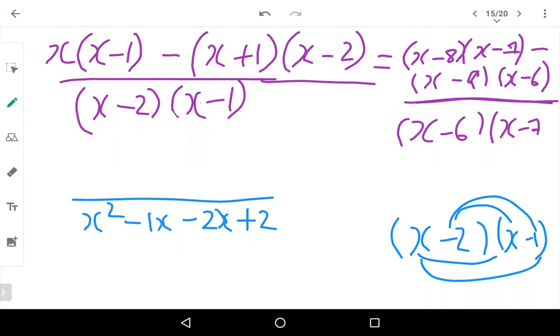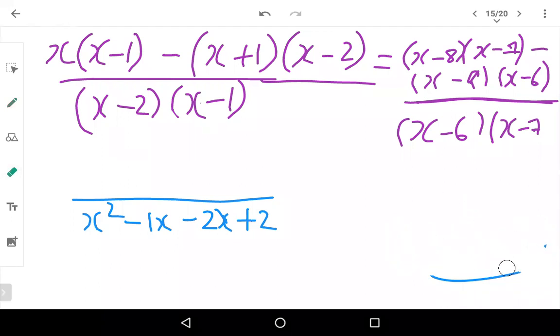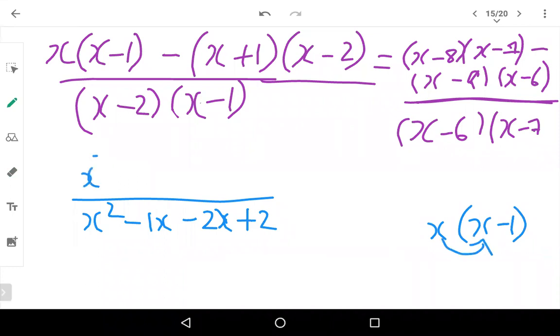Okay, so this is what we get in the denominator. Now let us go to the numerator. Now in the numerator, what is the first term? First is x into x minus 1. So x into x is x square, x into minus 1 is minus 1x. Okay, so this is what we got here, minus 1x.